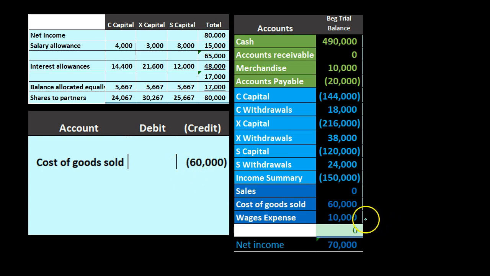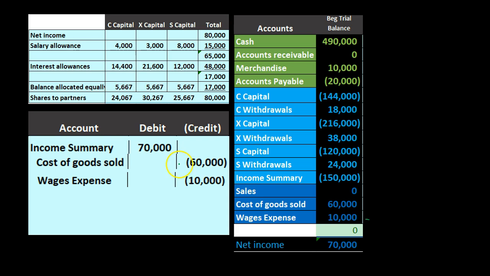And then we've got the 10,000 wages expense. It's a debit on the trial balance. We're going to do the opposite thing to it, a credit to make it go down. And then we're going to debit the income summary. So the 60 and the 10 is the debit of 70,000 to the income summary. So if we post this then, the 60,000 here, we're going to post that first. It's going down by 60,000.